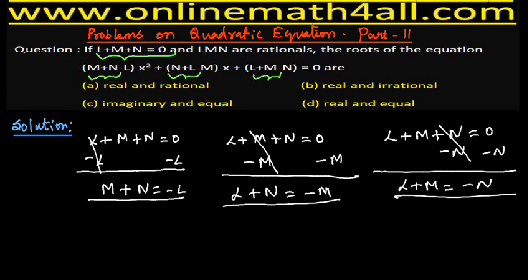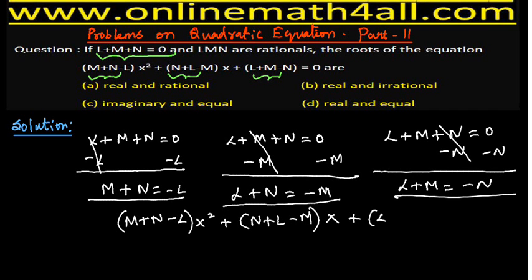Okay, so in the given quadratic equation, that is m positive n times x square, m positive n negative l times x square, positive n positive l negative m times x, positive l positive m negative n is equal to 0. So this is the given quadratic equation. In this equation, instead of m positive n, we can write negative l, because we already got m positive n is equal to negative l.